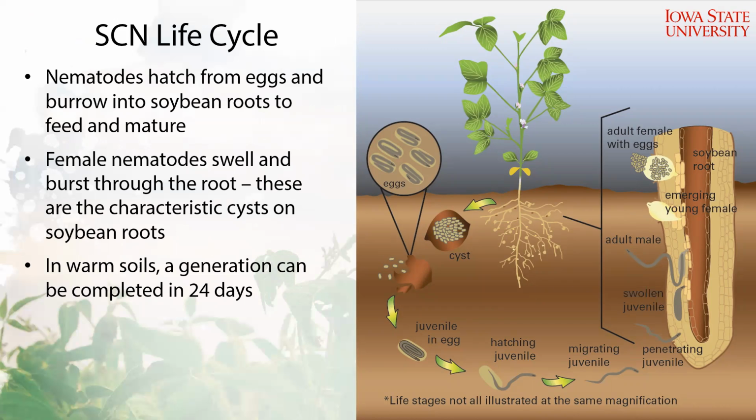She's producing eggs. The first 100 or so eggs are laid into the soil directly, and then the females themselves fill up with another 200 to 300 eggs. Those females die, and their hardened bodies full of eggs become the characteristic cysts we see on soybean roots with this disease. So in warm soils, this generation might be completed in 24 days.